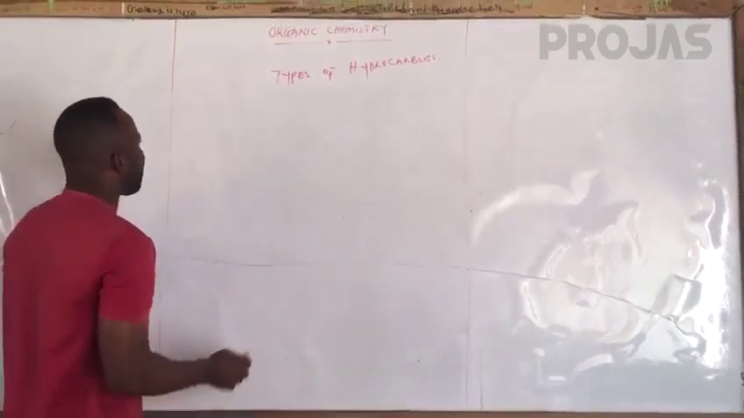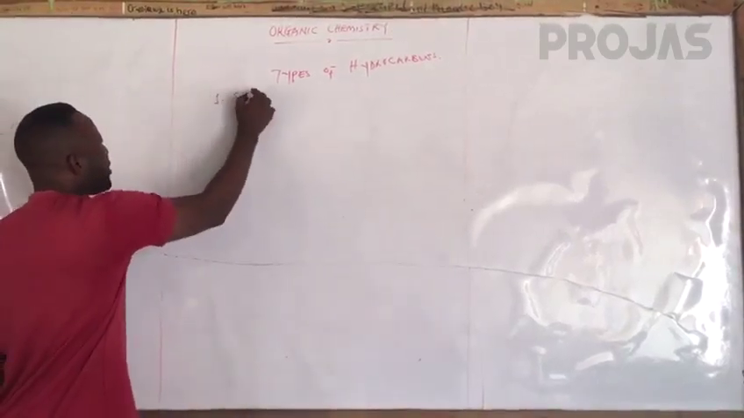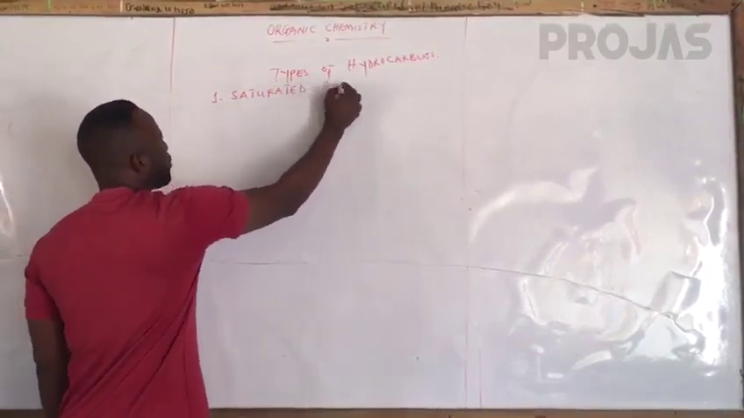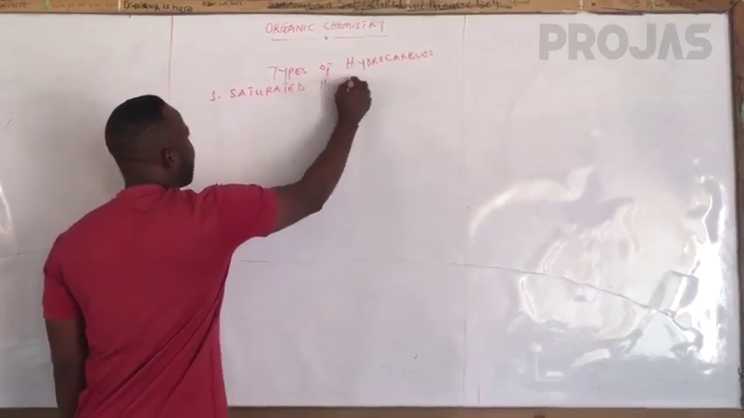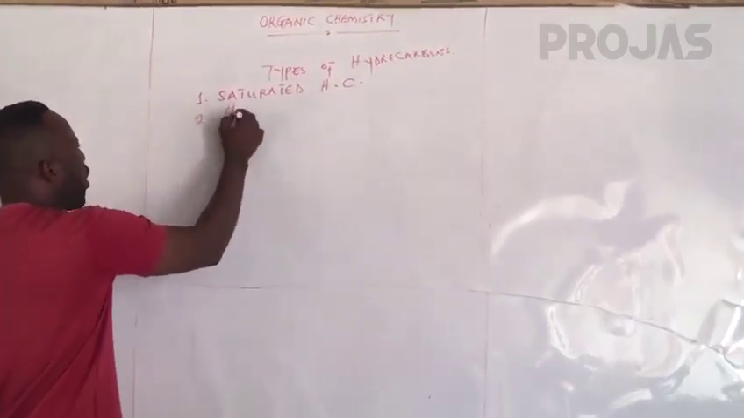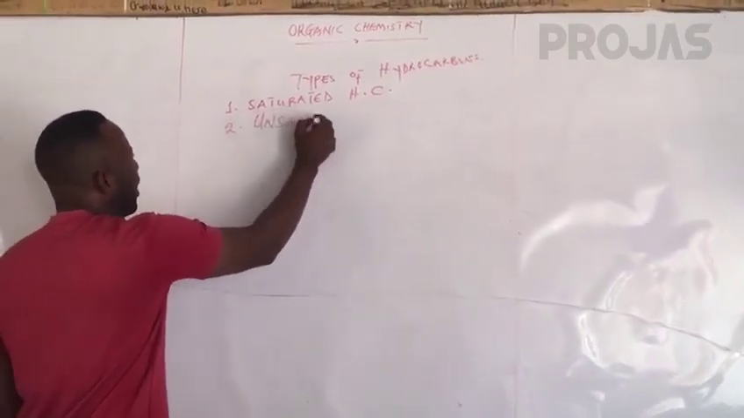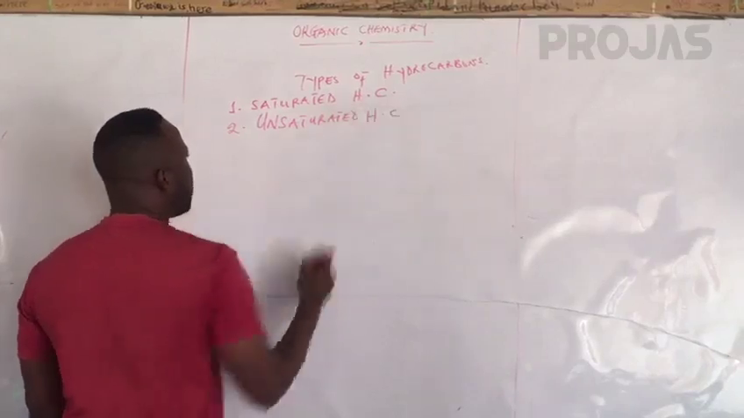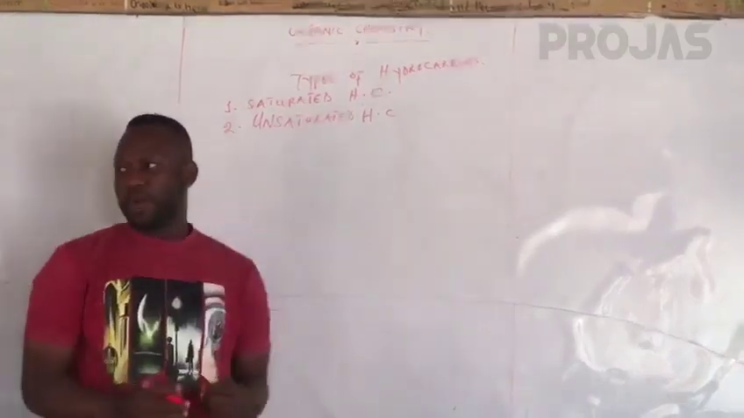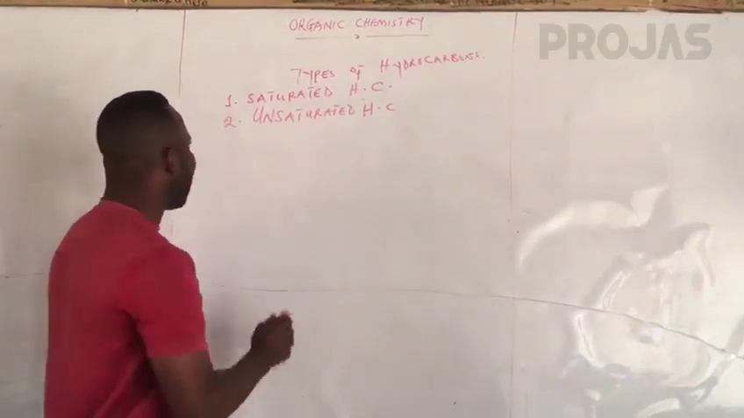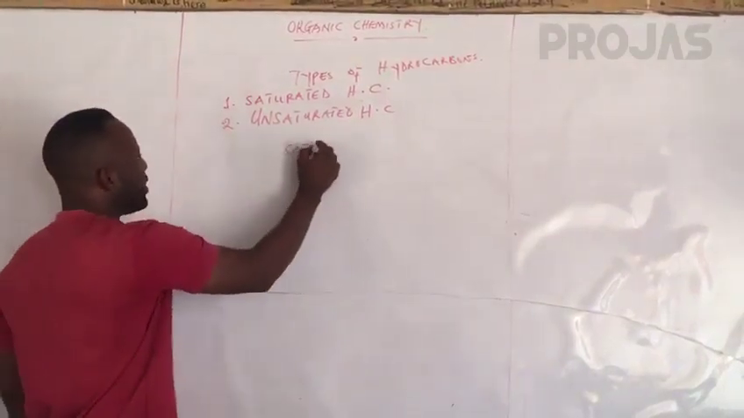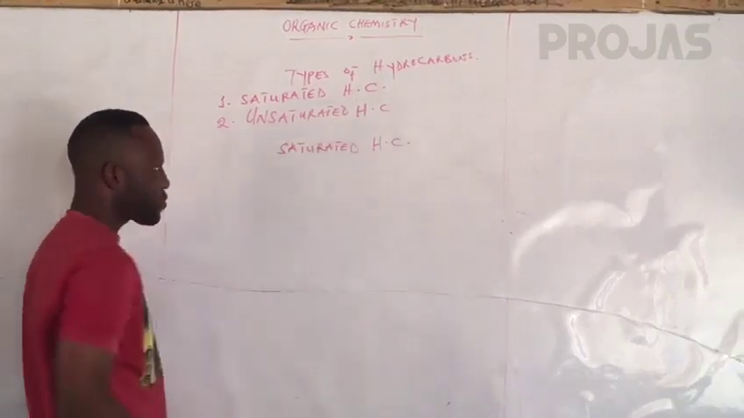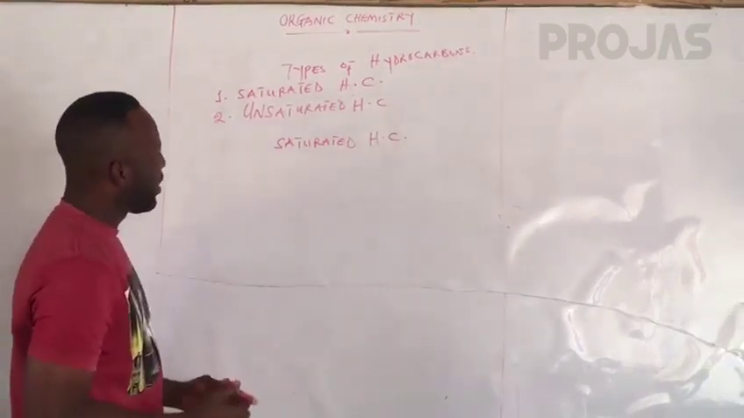Basically, we have two types of hydrocarbon. The first one, saturated hydrocarbons. Then the second one is unsaturated hydrocarbons. Now let us pick the saturated hydrocarbons. What are saturated hydrocarbons?